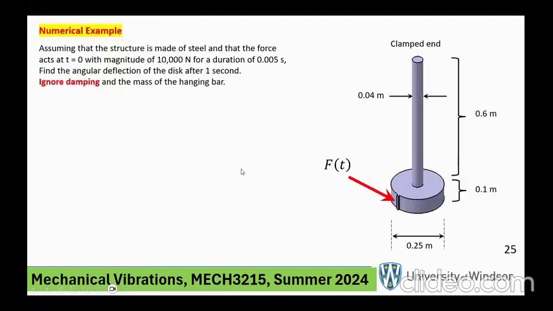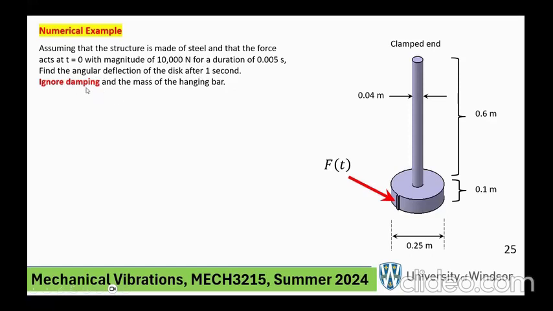Our final example is something like that. We have a structure made out of steel, and the force F acts at time t equal to 0 like that, and it has a magnitude of 1,000 newtons for a very short period of time. So it's alive only for that duration of time with that kind of an average value. Okay. Now, what we want to know is the angular deflection of the disk after 1 second. So where is the disk after 1 second?